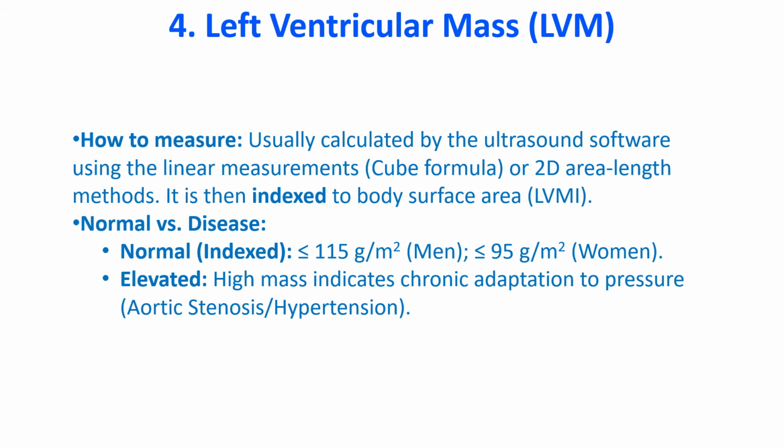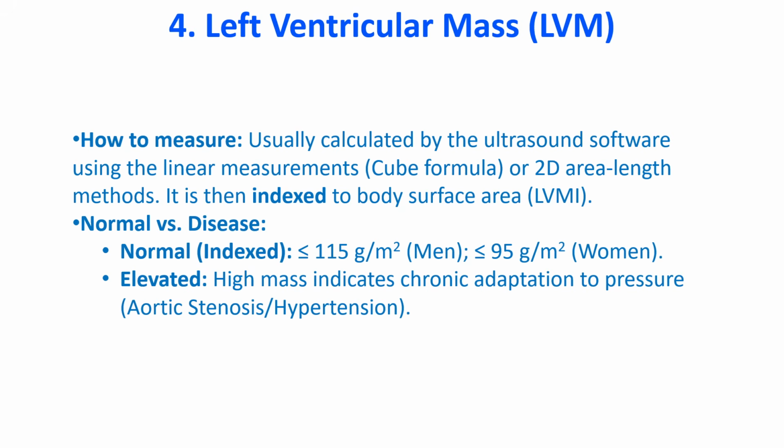Left ventricular mass. While wall thickness tells you about a single slice, left ventricular mass tells you about the total weight of the muscle, usually calculated by the ultrasound software using the linear measurements, cube formula, or 2D area length methods. It is then indexed to body surface area, left ventricular mass index.